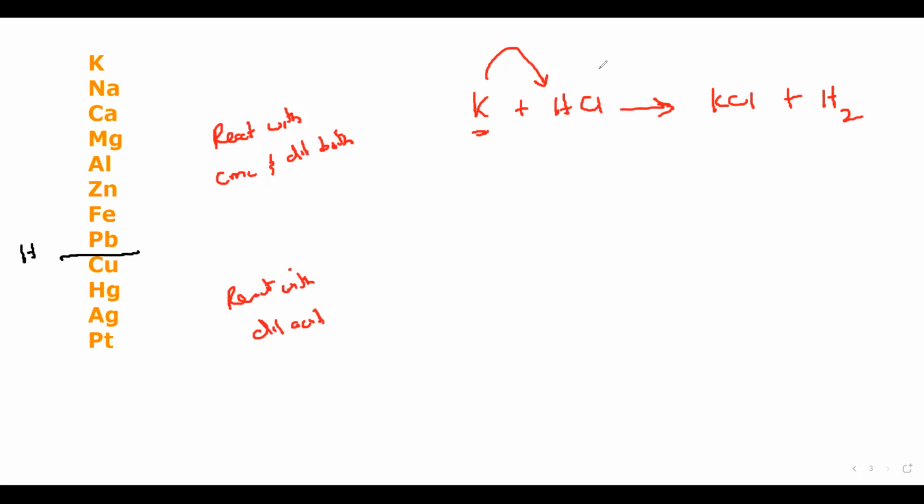There are two hydrogen on the right hand side, so we put 2. Hydrogen is balanced. 2 chlorine on the left hand side, so we put 2. Chlorine is also balanced. 2 potassium on the right hand side, so we put 2. Potassium is also balanced. So this equation is balanced in terms of hydrogen, chlorine, and potassium. So always the more reactive metal displaces the less reactive metal from its compound, and whenever an element is above hydrogen, whenever they react, what will be the result?